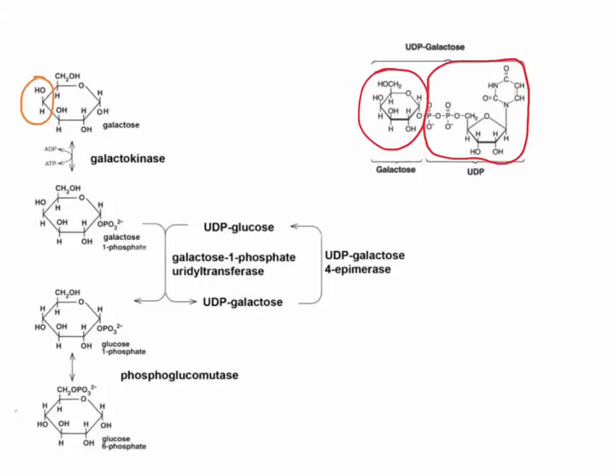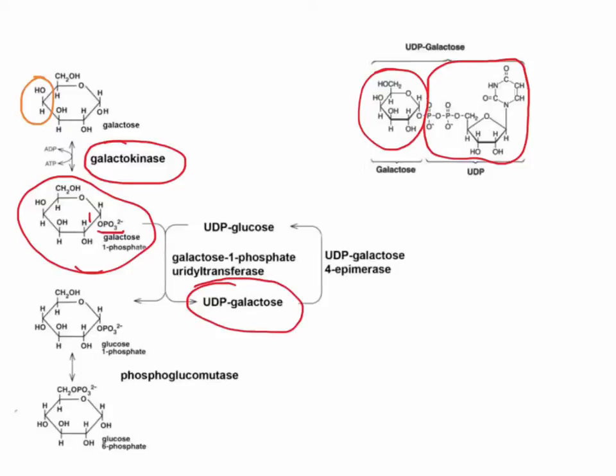The pathway for galactose metabolism in the liver begins with galactokinase. And like fructokinase, it phosphorylates at carbon 1. And the product is galactose 1-phosphate. The galactose 1-phosphate is then converted to UDP galactose. And the enzyme uses UDP glucose as a donor of uridyl phosphate.